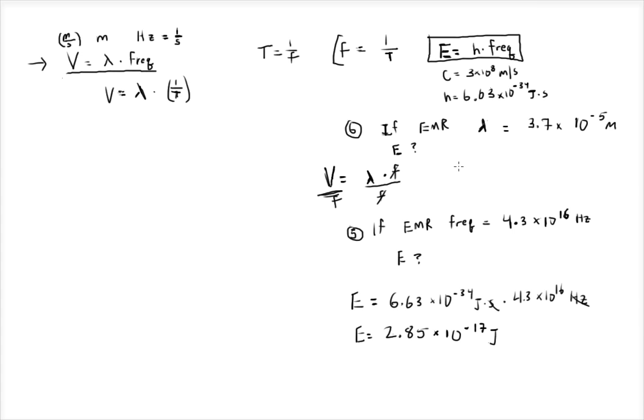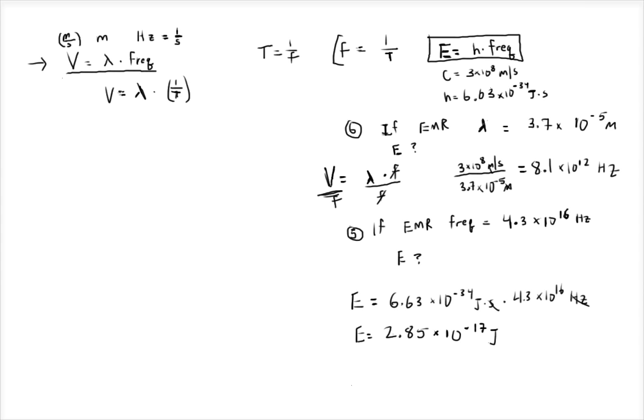The velocity you just plug in as the speed of light, 3 times 10 to the 8 meters per second. You divide that by the wavelength, 3.7 times 10 to the negative 5 meters. I'm guessing that's somewhere around the infrared range. Meters will cancel out. You'll be left with 1 over seconds, which are hertz. Plug this into your calculator. You get 8.1 times 10 to the 12 hertz.